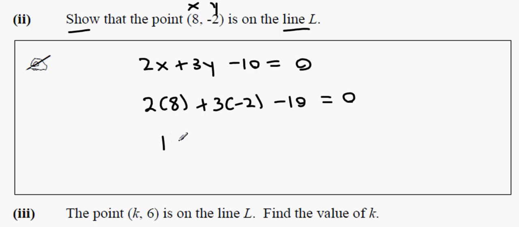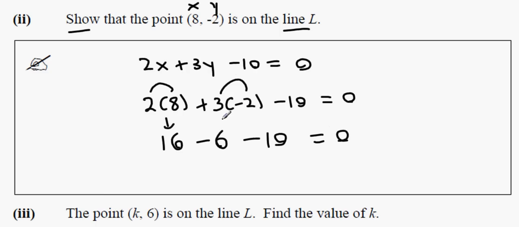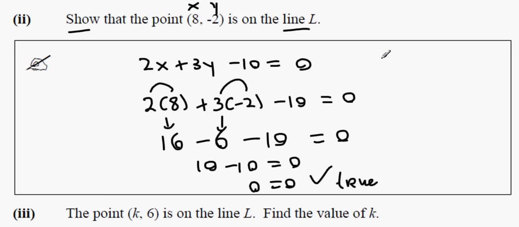16 minus 6 minus 10 equals 0. 2 multiplied by 8 is 16. 3 multiplied by minus 2 is minus 6. 16 minus 6 is 10. 10 minus 10 is 0. 0 is equal to 0. This is true. Hence, the point 8, minus 2 is on the line. Okay, the point is on the line.